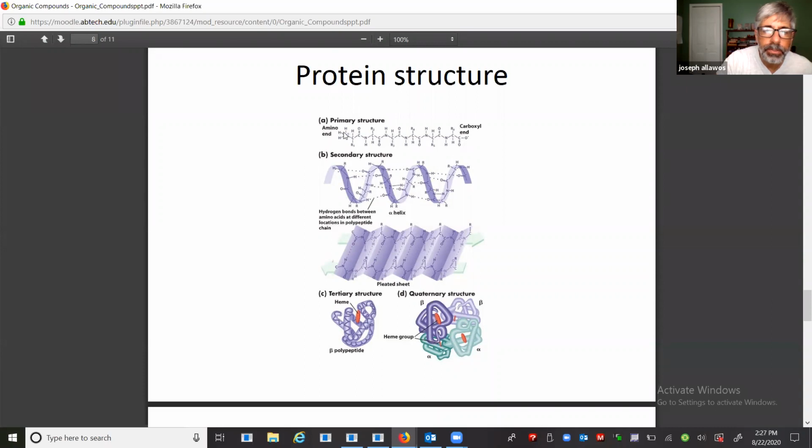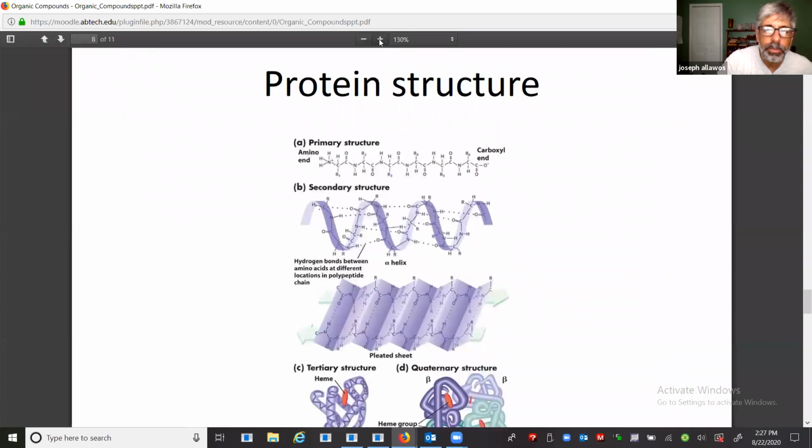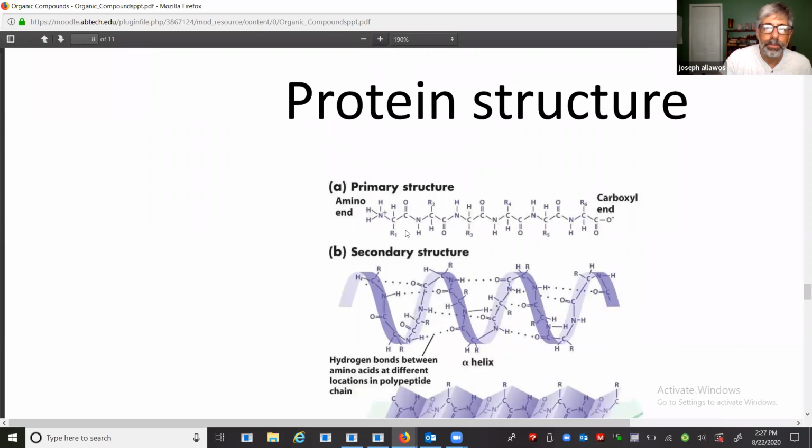Yes, NH3, you can see it right here. Let's blow this up a little bit. And you can see there's the central carbon, there's the R group, there's the amine, the hydrogen, and the carboxyl right there. We're missing part of the carboxyl because that's what holds the adjacent amino acids together.